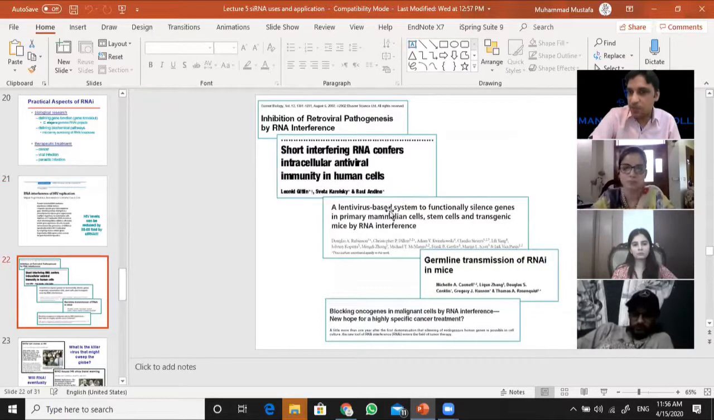I have placed these different papers together. So you will be able to see how RNA interference technology is utilized to work against a certain virus or to work against a certain cancer. So all these things were working in parallel at the same time.